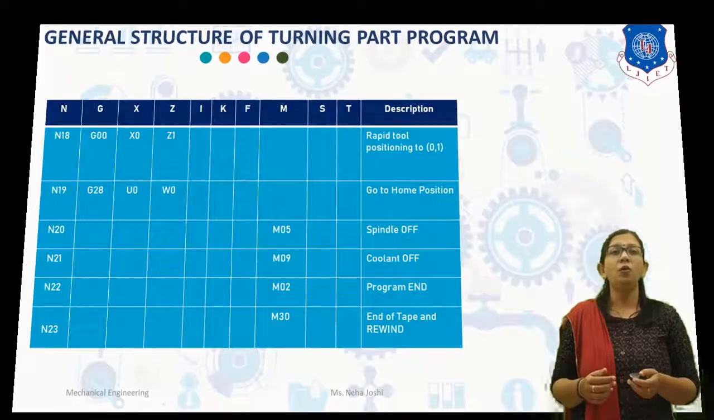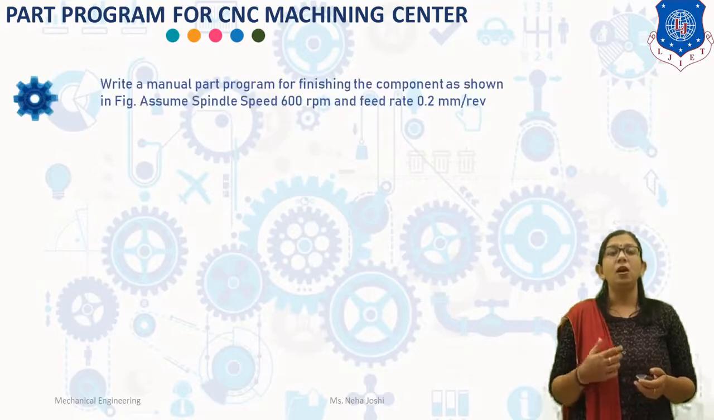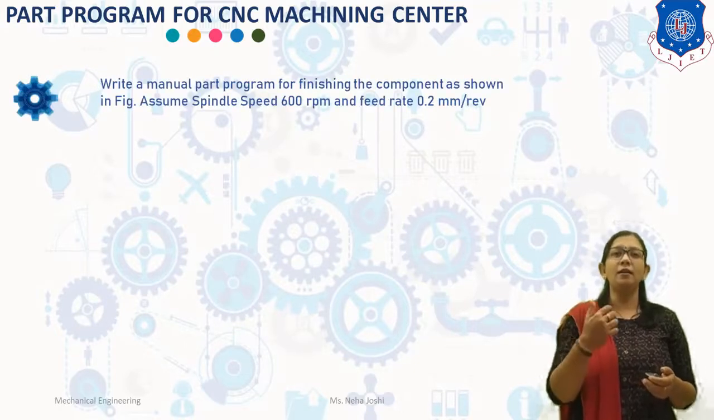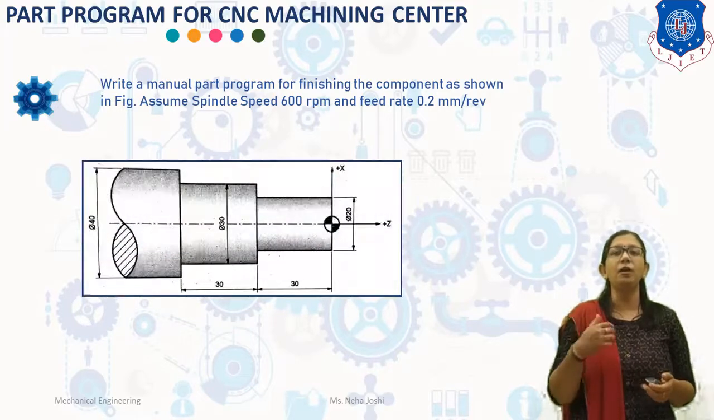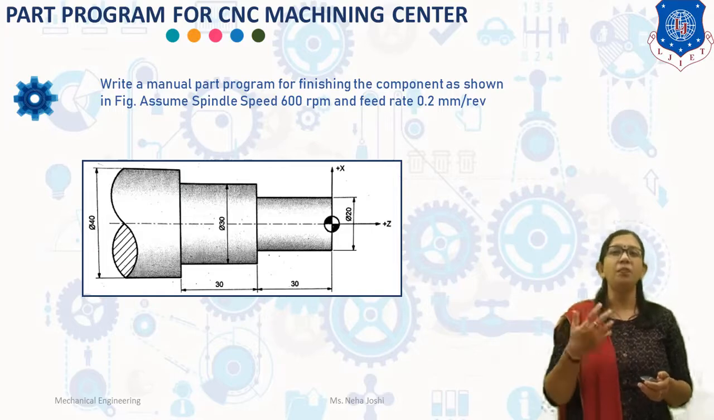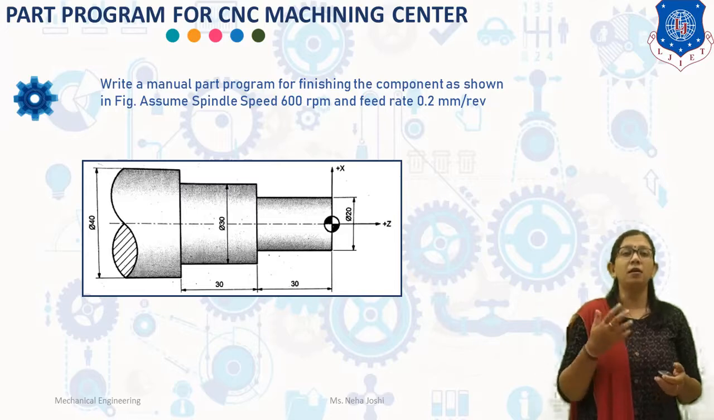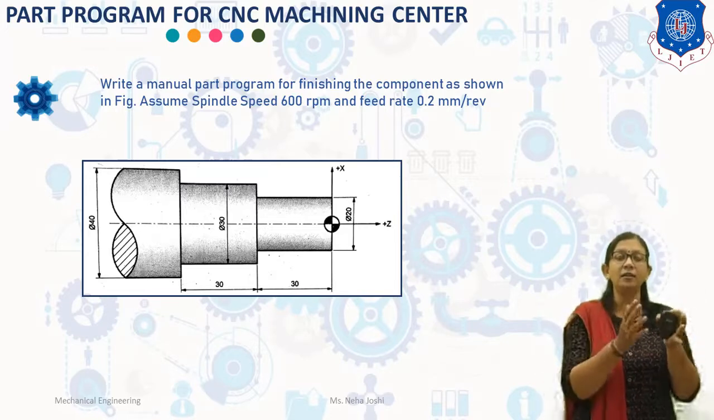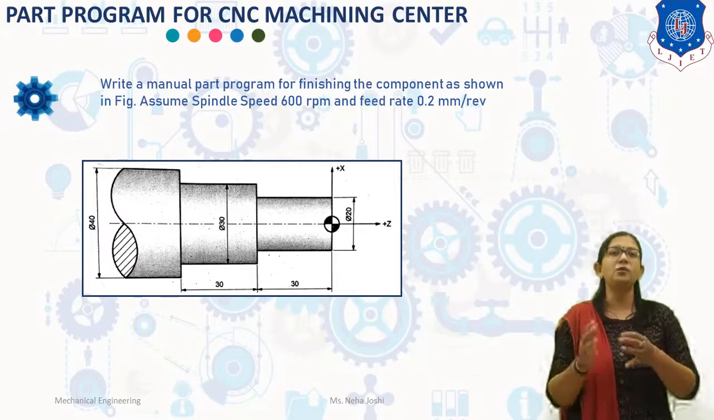Okay. Now let's take one example of a part program for CNC machining. The given data is: write a manual part program for finishing the component as shown in the figure. Assume spindle speed is 600 rpm, feed rate is 0.2 mm per revolution. Consider a bar of 40 mm diameter and length of 90 mm as shown in the figure.